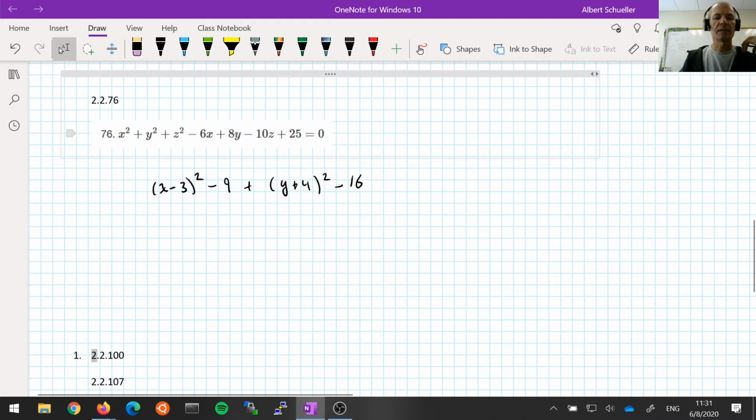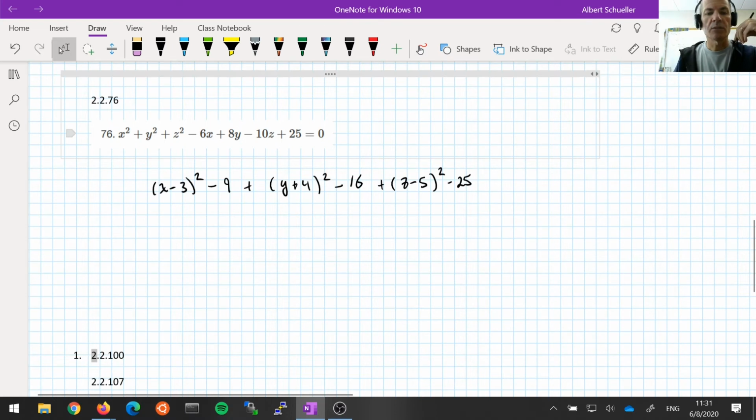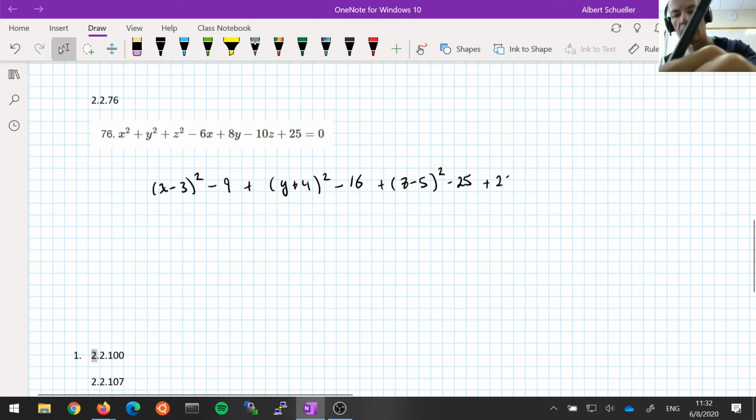And then finally, z squared minus 10z is going to complete as z minus 5 squared minus 25. Why the minus 25? Because this introduces an extra term of plus 25, which we have to get rid of. And then finally, we have another plus 25 that we didn't do anything with, equals 0. So this equation is perfectly equivalent to this equation after we've made these corrections and completed the square.